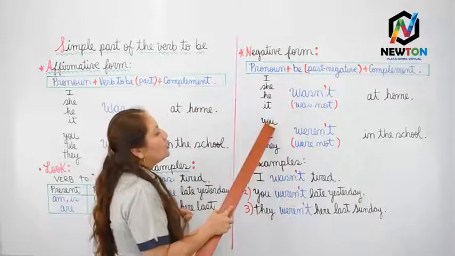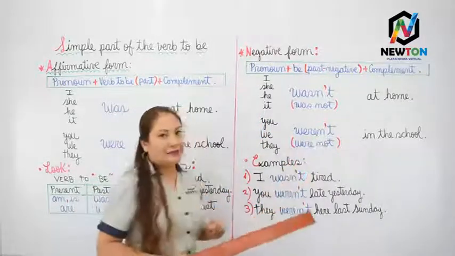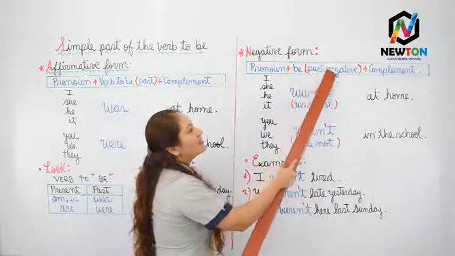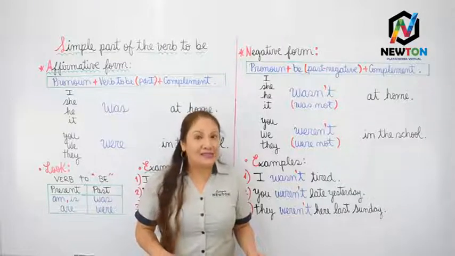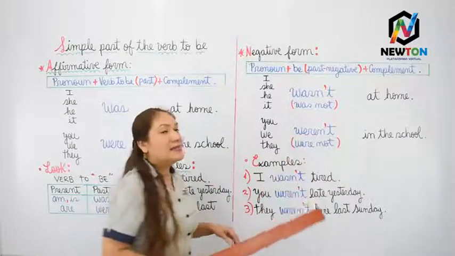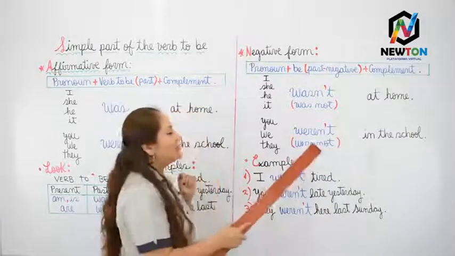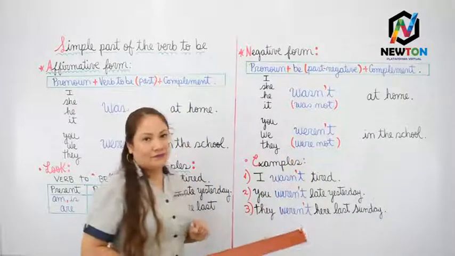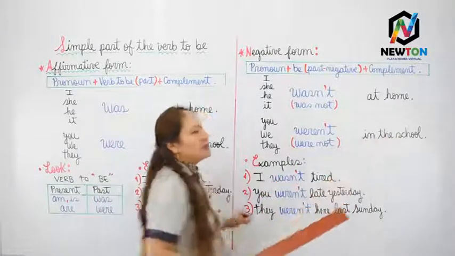Now, with you, we, and they, use weren't. Weren't is the verb to be in past negative. Es el verbo to be en tiempo pasado negativo. Now, weren't is the contraction. La palabra weren't es la contracción de estas dos palabras. Were not. Ok? Now, and the complement in the school.